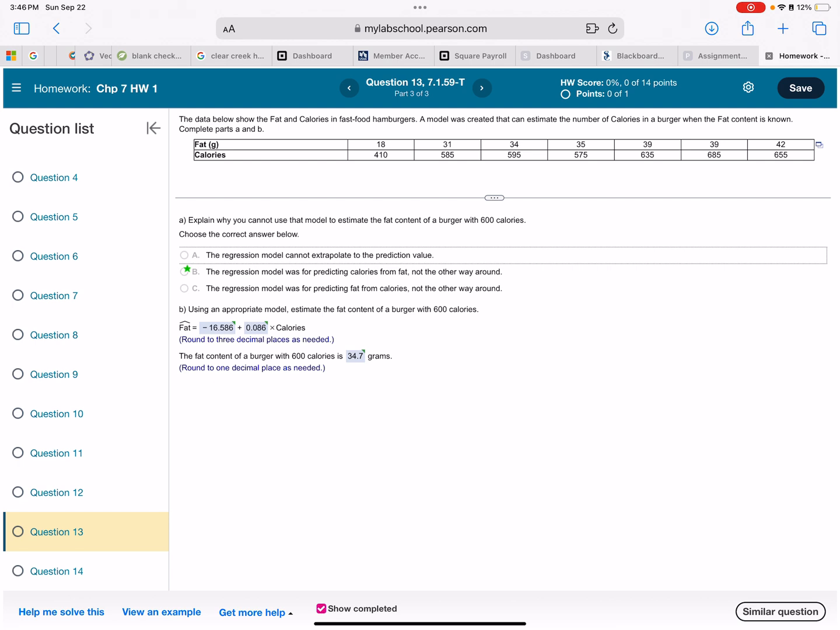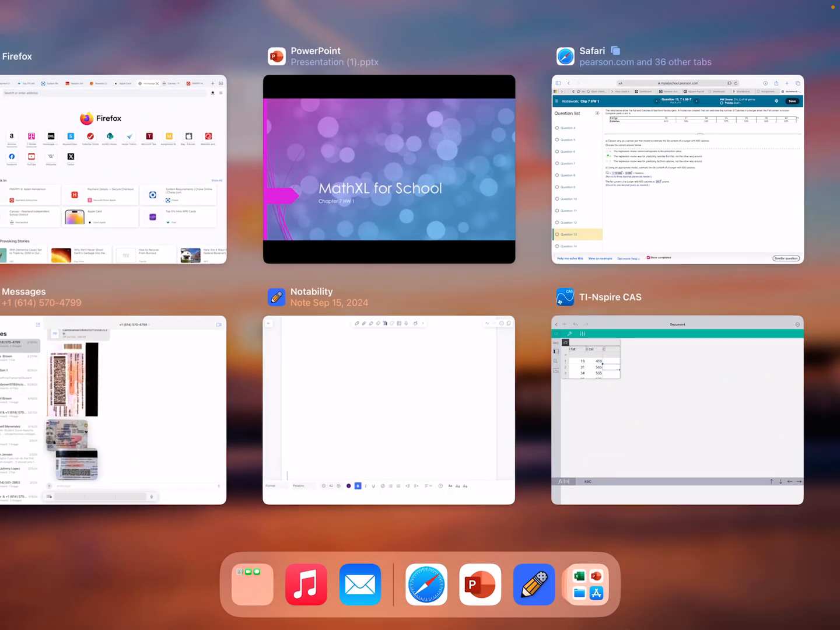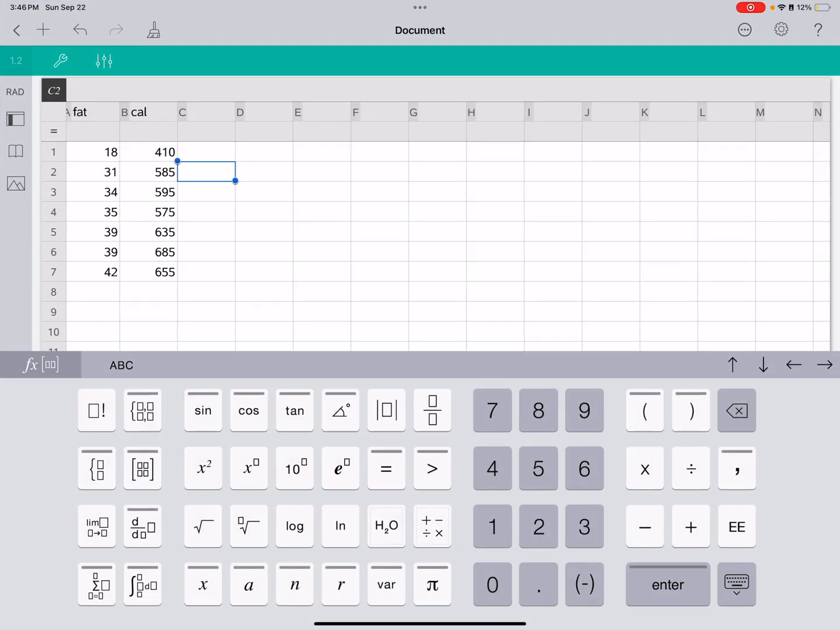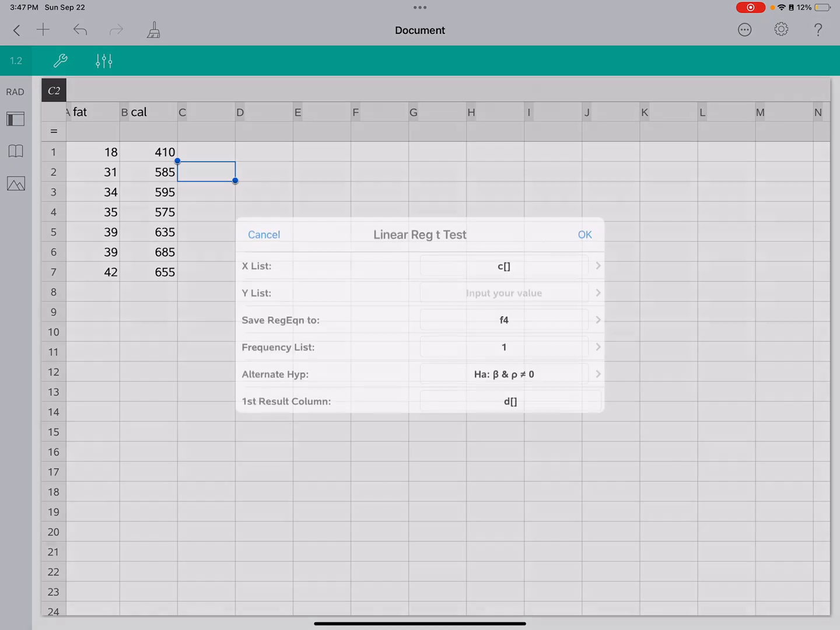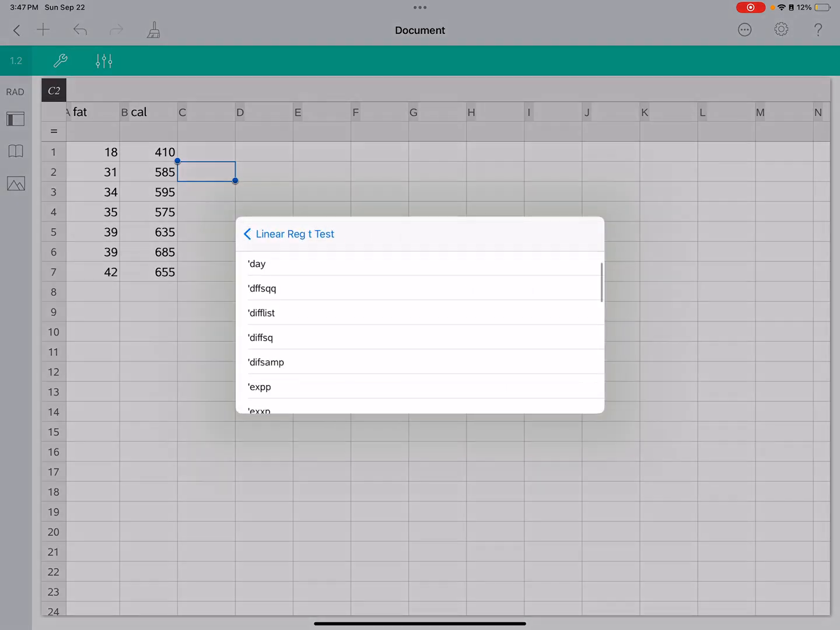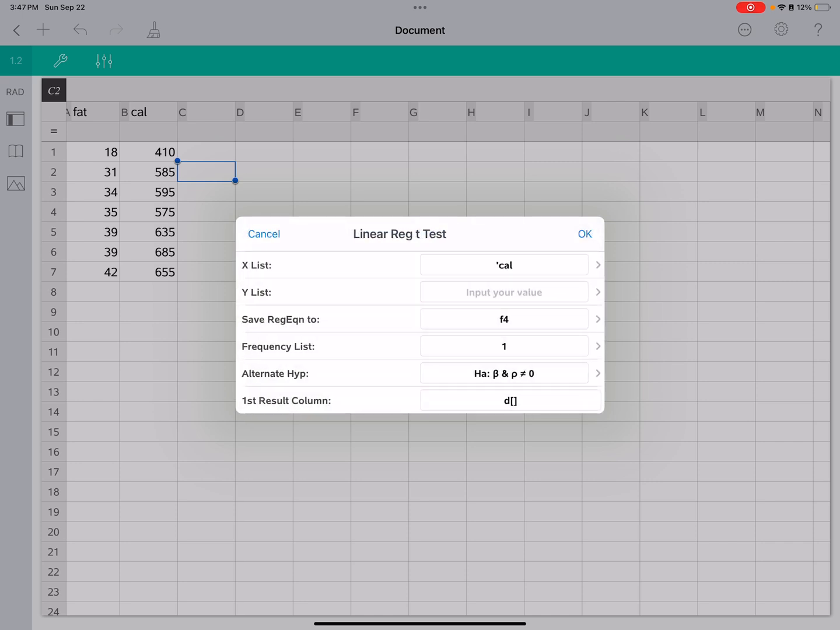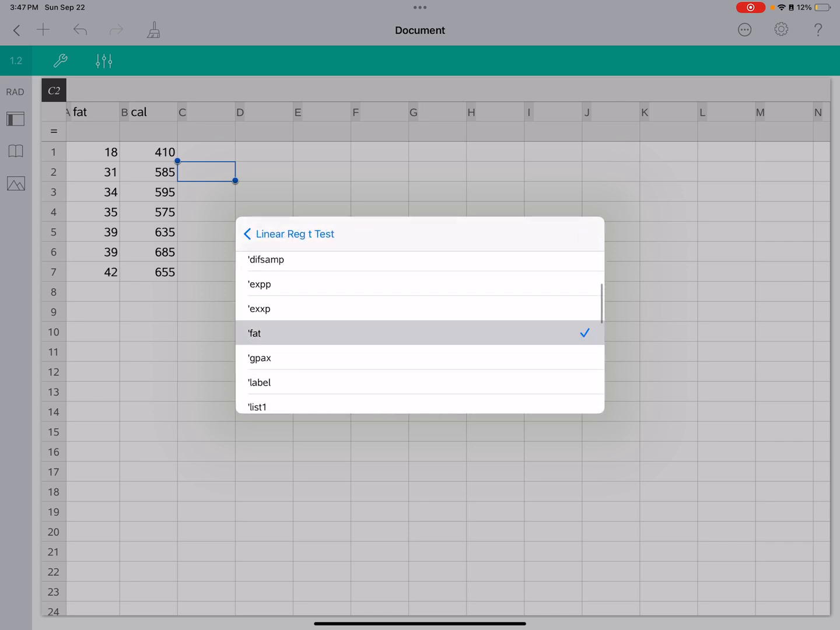I'm guessing a lot of you that got the wrong equation did not put the variables in correctly. So all you had to do is, I have mine up already, go to menu, stat, test, linear regression. My X is going to be calories, so CAL, and my Y is going to be fat, because that's what I'm trying to predict.